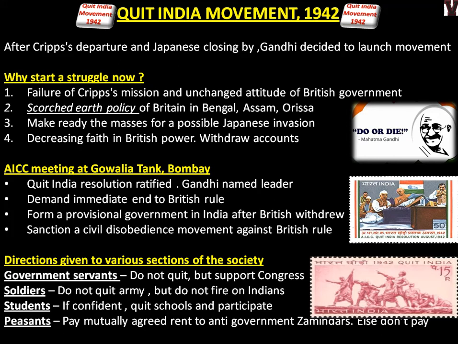Peasants, pay mutually agreed rent to anti-government zamindars. Like, if the zamindars are loyal to the British, don't pay anything. But if the zamindars are anti-British government, then pay the agreed rent, don't pay anything high. Princely states, support your ruler only if he is anti-government. Again the same thing. Many of the princely states were loyal to the British government. They were happy with what is happening. So such rulers should not be supported. Only support if he is anti-British. So these were the instructions given to different sections of society by Congress leaders.